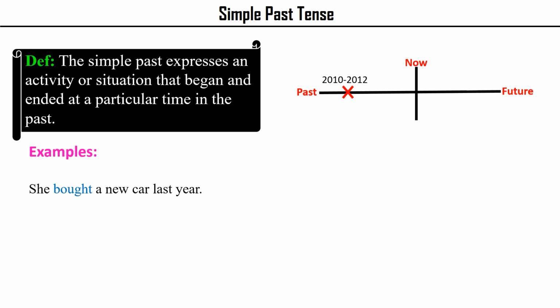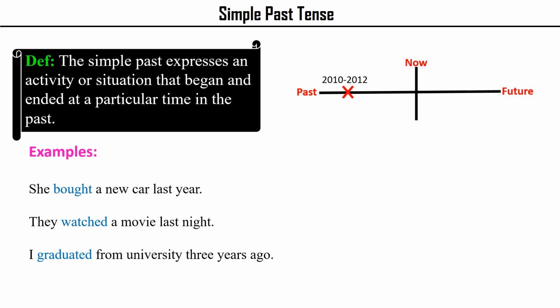She bought a new car last year. Last year is a finished time expression. They watched a movie last night. I graduated from university 3 years ago. We won the football match yesterday. All these actions happened in the past, and we use the finished time expression: last year, last night, 3 years ago, yesterday, etc.